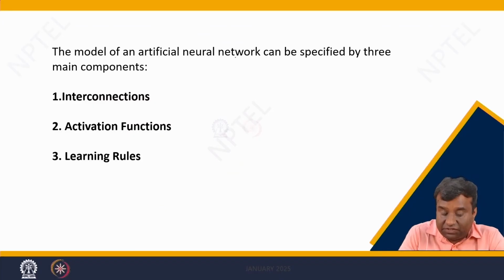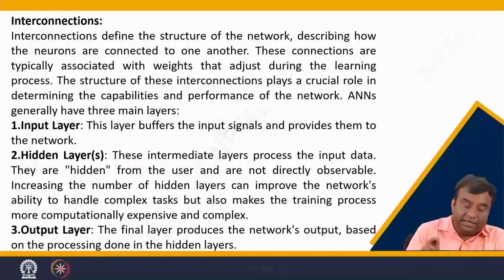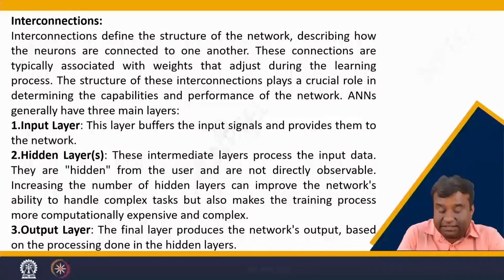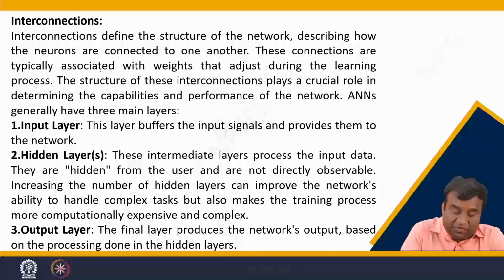The model of artificial neural networks can be specified by three main components. One is interconnections, second one is activation function, and third one is learning rules. First one is interconnections. So interconnection defines the structure of the network, describing how the neurons are connected to one another. These connections are typically associated with weights and adjust during the learning process. The structure of these interconnections plays a crucial role in determining the capabilities and performance of the network.